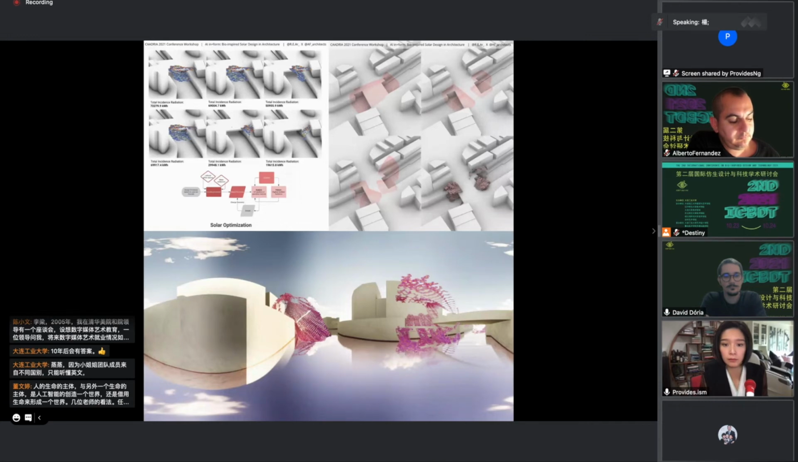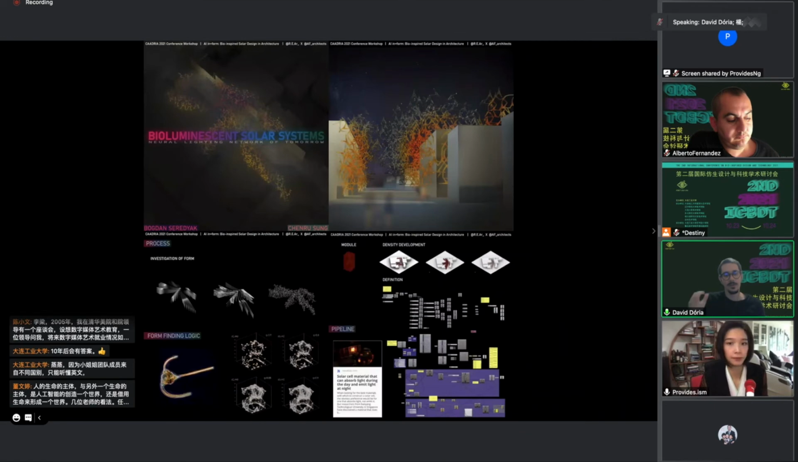And also, the project Bioluminescent Solar System speculated on neural lightning networks. The biological inspiration originates from dinoflagellates known as animalcules, which cause the sparkling light in seawater.